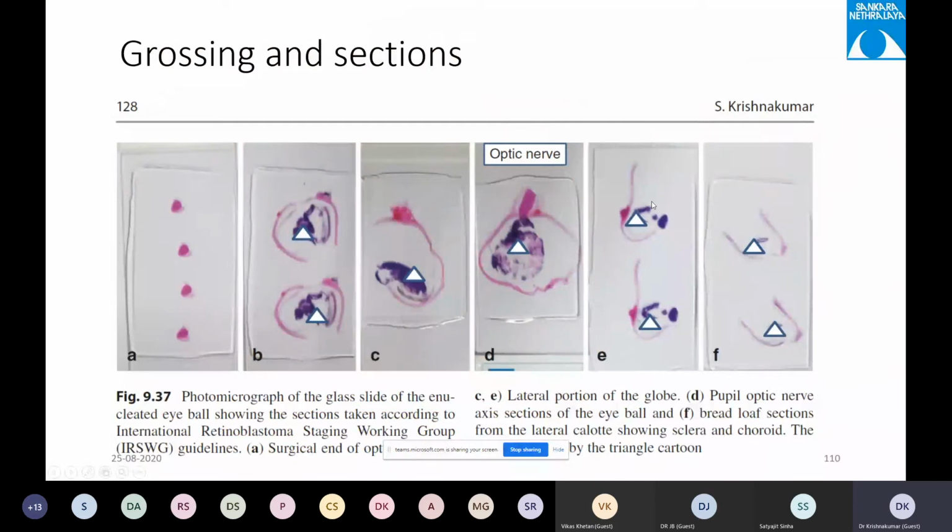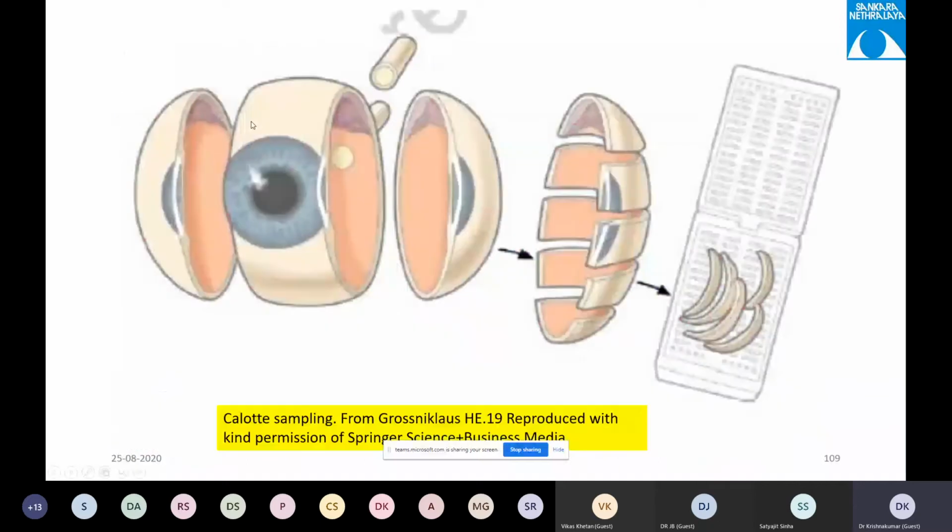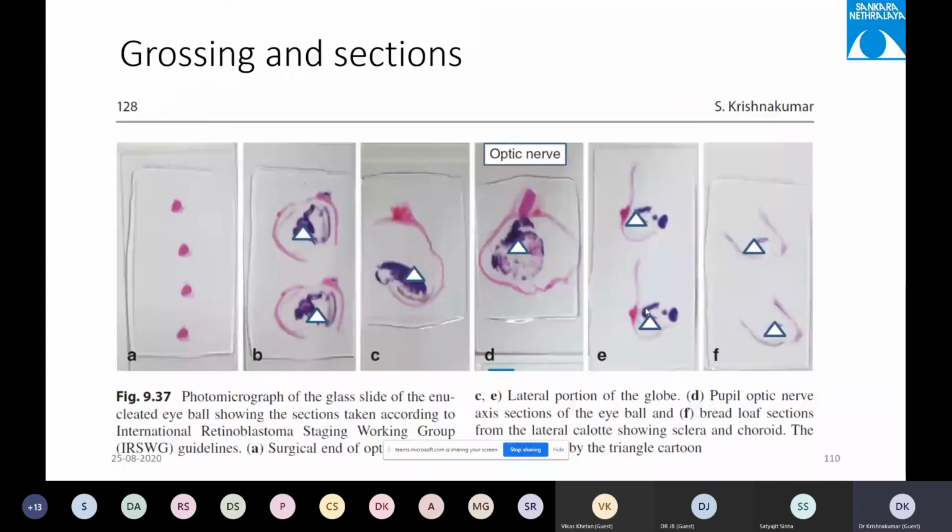So we have to see around 22 sections. This is the surgical end of the optic nerve. For retinoblastoma reporting, we see around 18 to 22 slides to make a report according to the International Retinoblastoma Staging Working Group protocols. So whenever the exam asks, you have to mention this. The retinoblastoma is grossed according to International Retinoblastoma Staging Working Group Protocol guidelines. You find central cut, lateral cut, and the lateral calot is made into multiple blood flow sections. So you study a series of sections to tell about the pathology staging.